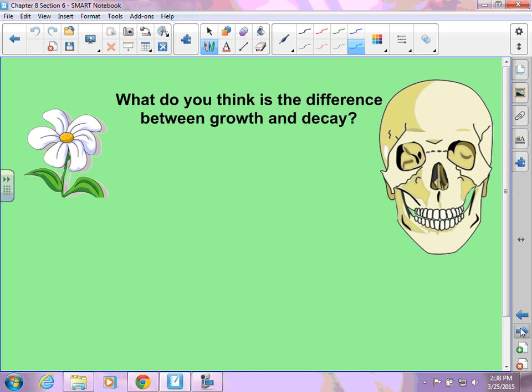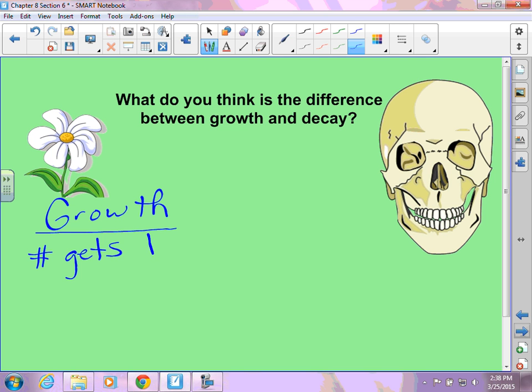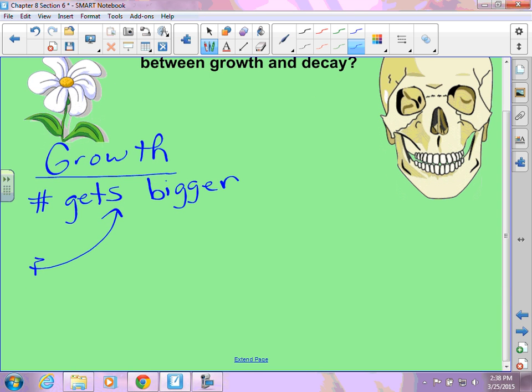Okay, of course, in growth, the number gets bigger. My graph looks like this. Where do we see that? We see that in population. Of course, that is with human beings, cats, dogs, mice, rabbits, those types of things.